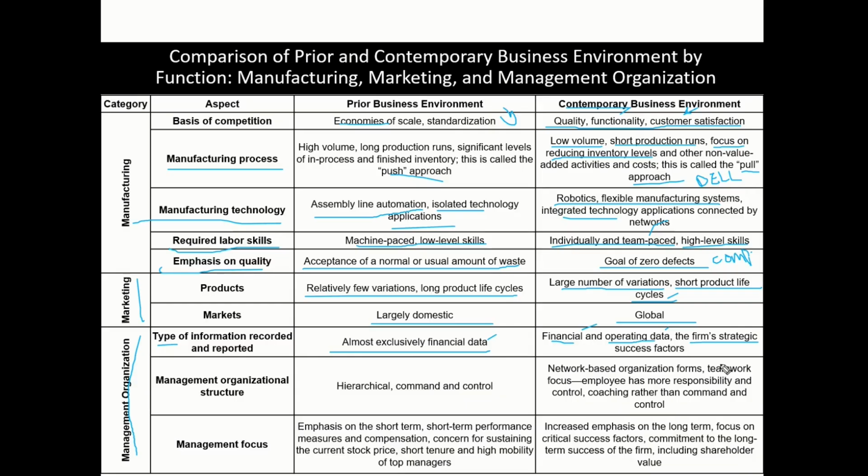The management organizational structure, it used to be hierarchical, command and control on the top. Now it's more network-based, teamwork-based. Employee has more responsibility. It's basically coaching rather than command and control. And again, as I told you, Zappos is a classic example where basically it's a flat organizational structure.